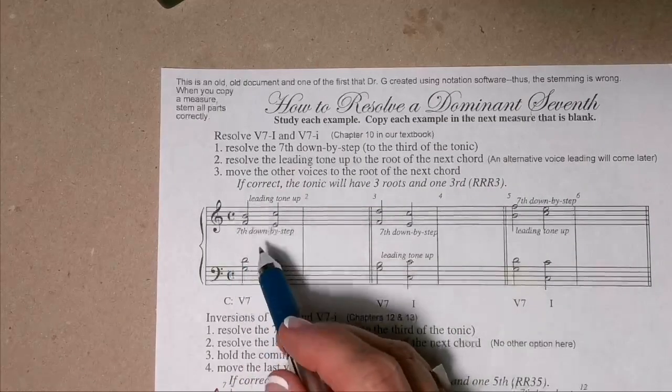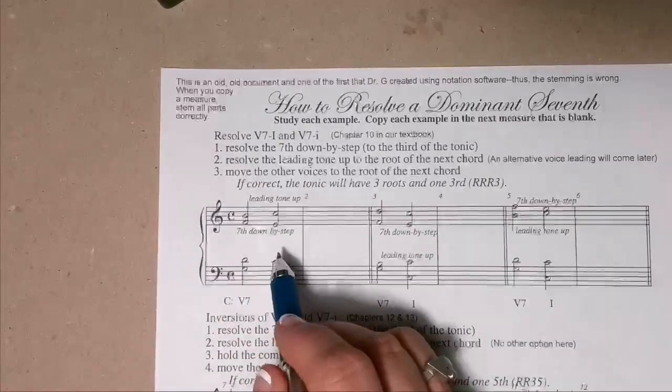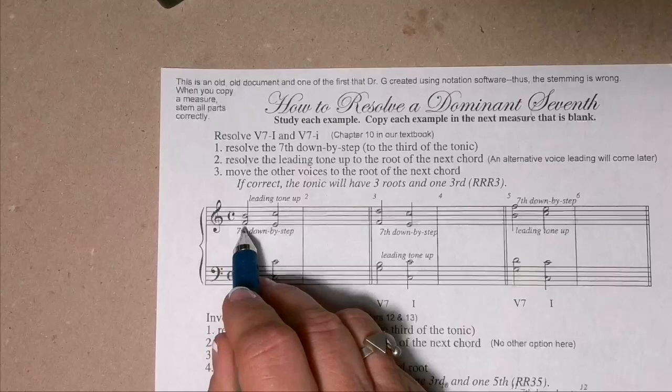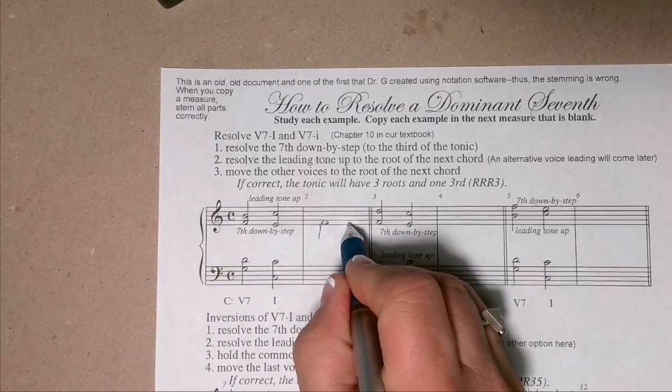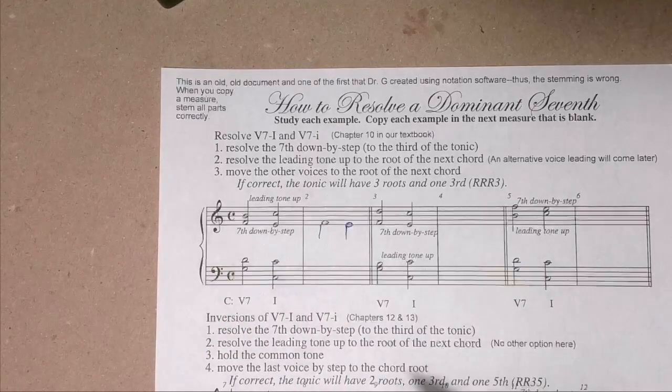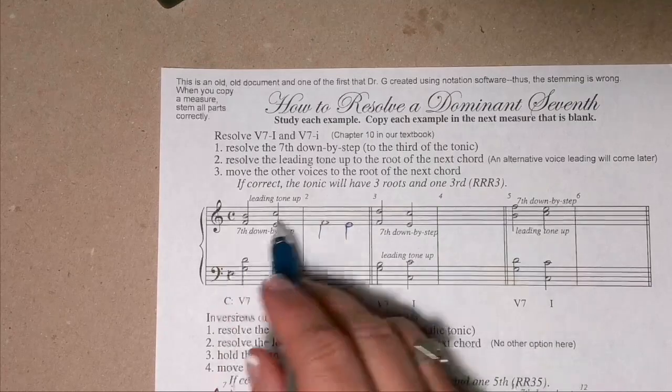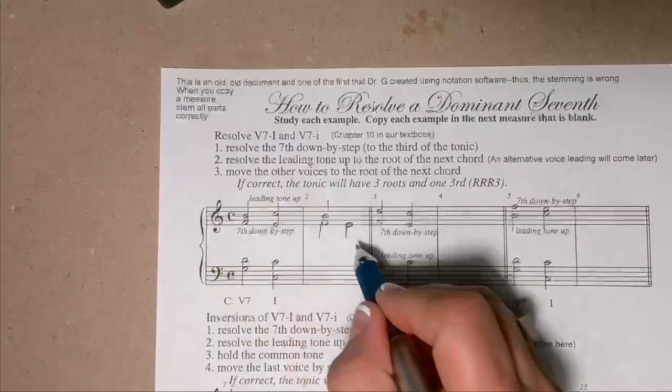Here's the example. Oh, this is an old worksheet. Fix the stems. G, B, D, F. F is in the alto. F is going to step down to E. Sevenths resolve down by step. Leading tones go up. The leading tone here is in the soprano.